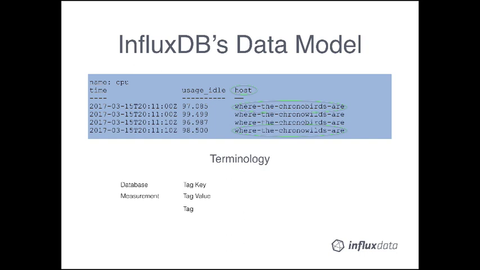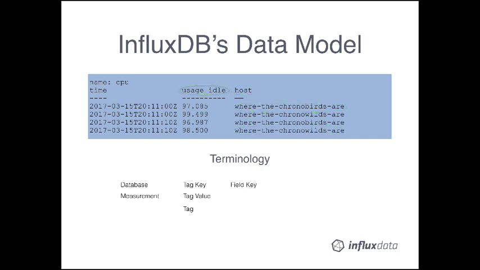Unique tag key value pairs make up one tag. In the table on the slide, there are two tags. The first is where host equals where the chronobirds are, and the second tag is where host equals where the chronowilds are. Tags are an important part of InfluxDB's data model. They store metadata about individual data points, and tags are indexed. This means that queries on tags are faster than queries on fields. I'll get to fields in just a second. Just remember that when you're thinking about how to store your data in InfluxDB, we recommend storing commonly queried metadata in tags.